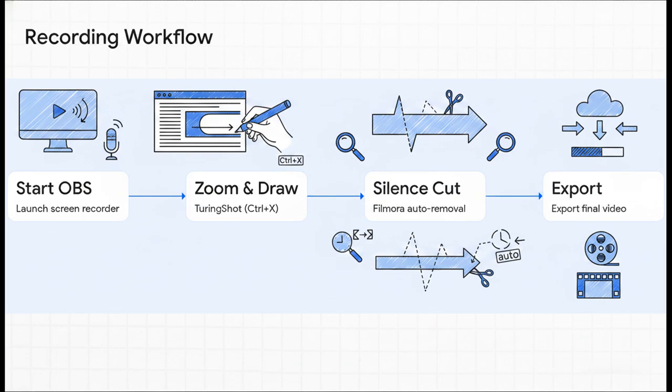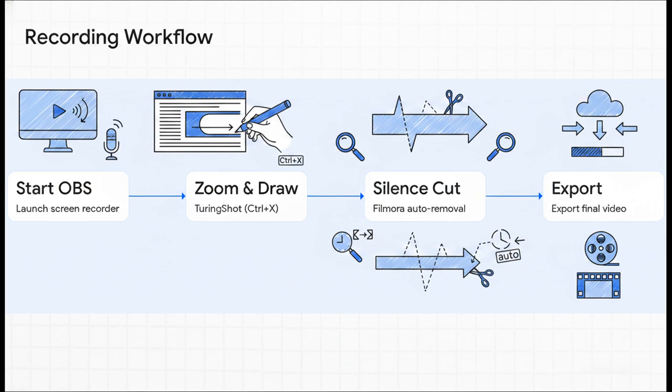Step 1. Fire up your screen recorder, like OBS. Step 2, while you're recording, use a system-level tool like Turing Shot. You just hit Ctrl+X and boom, you're zooming and drawing live on your screen. Imagine teaching those data structures we just talked about. You can draw a vertical box right over your editor to show a stack, or a horizontal tunnel to show a queue's data flow, all in real time.